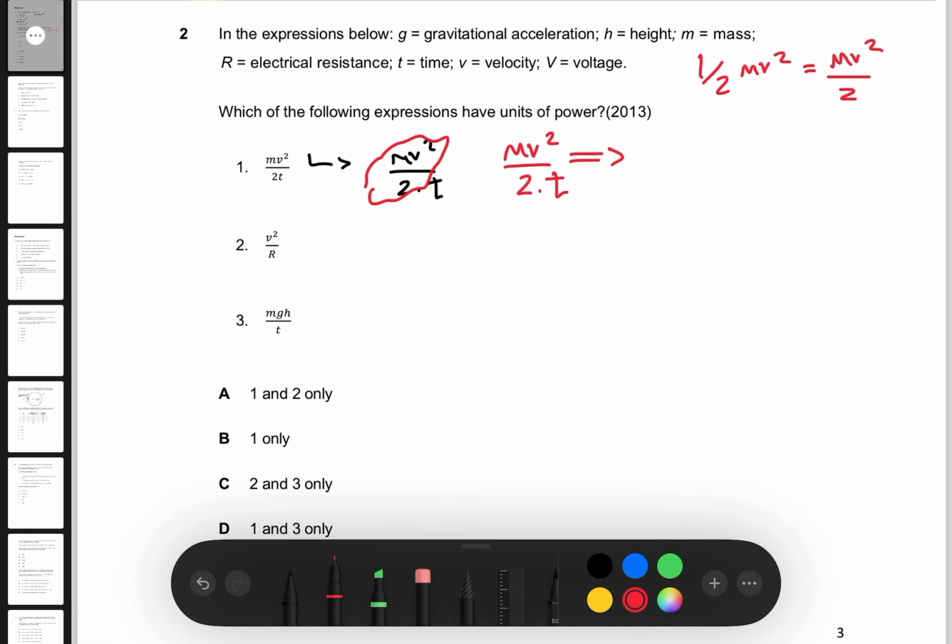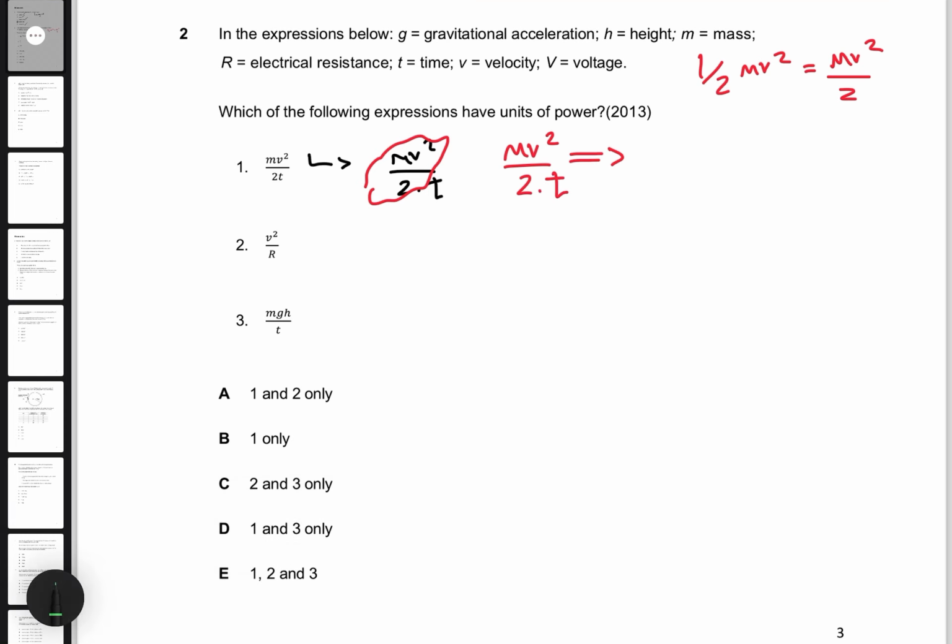And since this is getting divided by time, it's like saying this whole thing is measured in joules. We know that the unit of kinetic energy is joules. So it's like saying joules is getting divided by seconds. And we know that power has a formula of energy divided by time, which is joules per second. And eventually we can also say the SI unit of power is just watts. So this is in fact something that has the same unit as power.